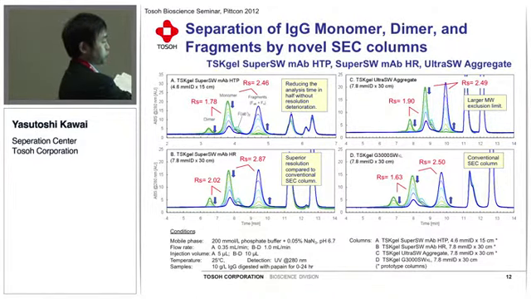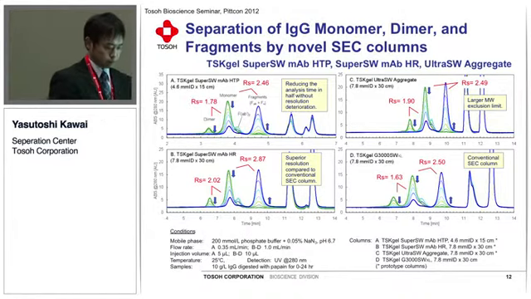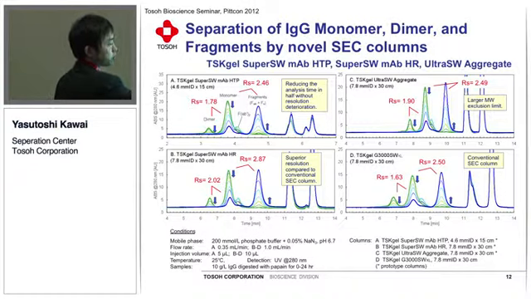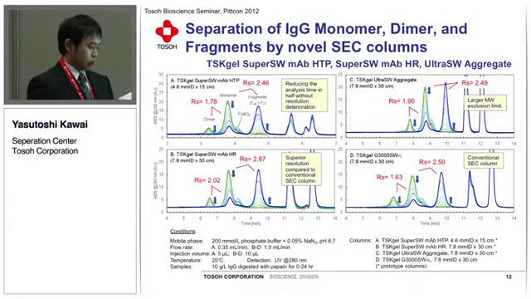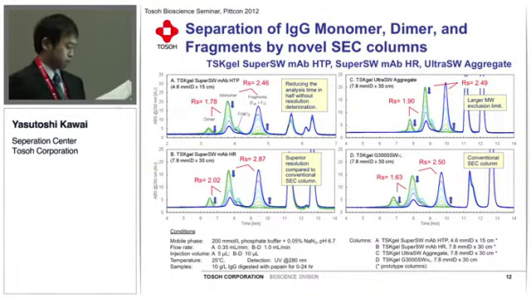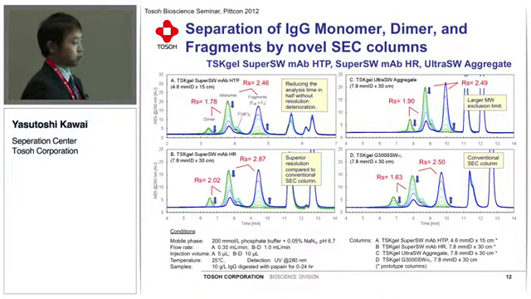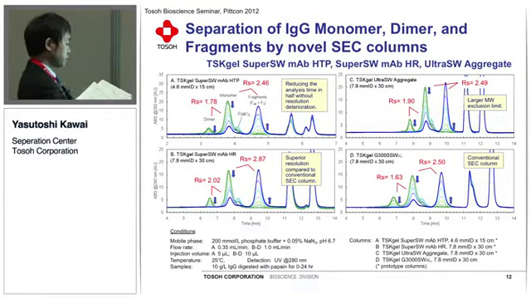Next, figure B shows the separation by TSKgel SuperSW mAb HR. HR means high resolution. This is a standard long column, 7.8 millimeters by 30 centimeters. And the packing is the same as SuperSW mAb HTP. And this column provided higher resolution than the conventional column.